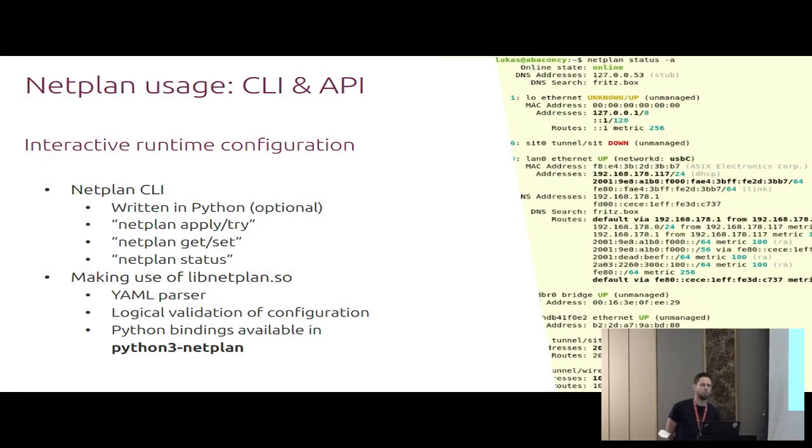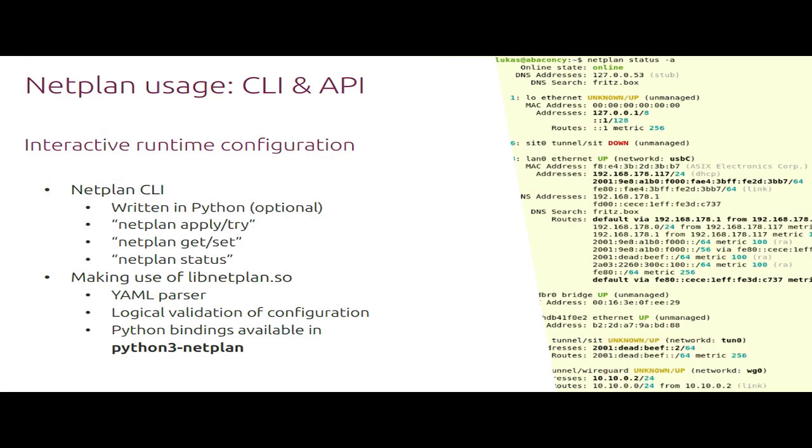Right, so the YAML format that I just showed earlier is the primary means to interact with Netplan. But on top of that, we also have a command line interface and an API that can be used to interact with Netplan in a more dynamic way. The Netplan CLI is written in Python, and it's optional. All the core functionality that I explained earlier is written in C. It's a C shared object, a C library, and a C binary. And then we have the CLI, which makes use of that, written in Python.